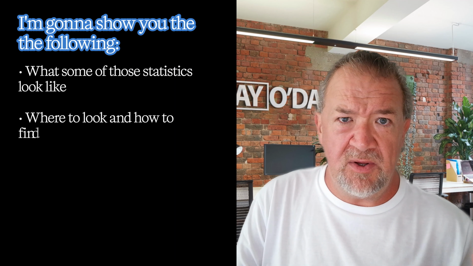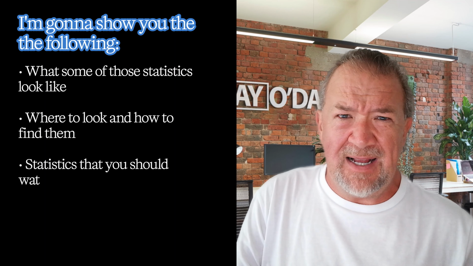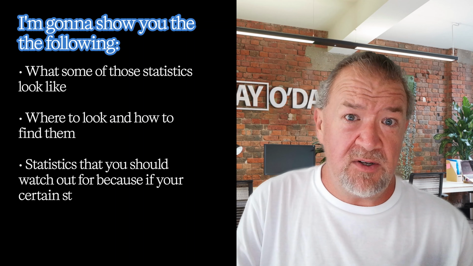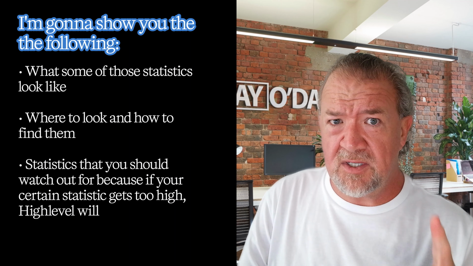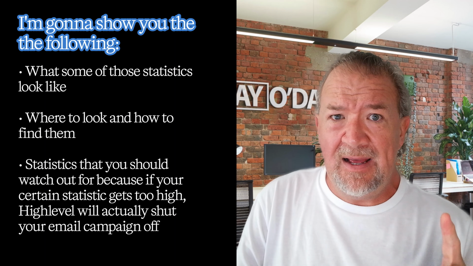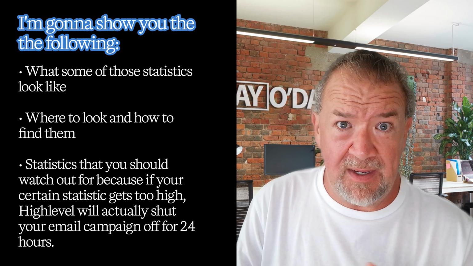I'm also going to show you where to look, how to find them, and some of the statistics that you should watch out for, because if a certain statistic gets too high, HighLevel will actually shut your email campaign off for 24 hours. It'll shut you down and you'll start getting error messages in your email send. So let's hop into it and take a look.